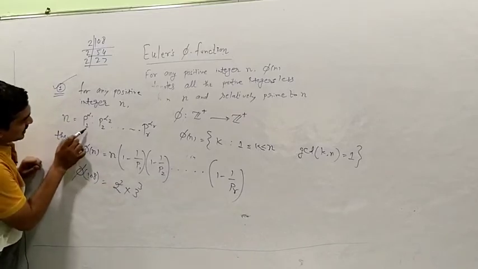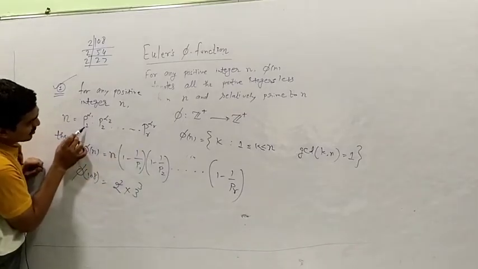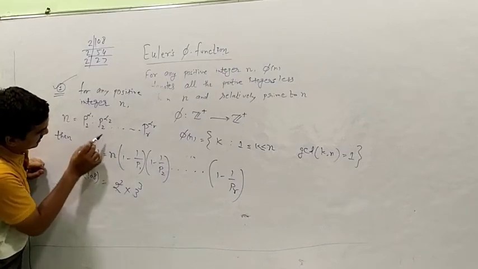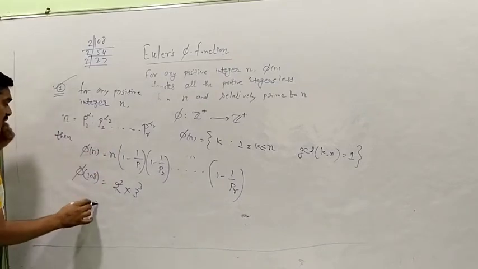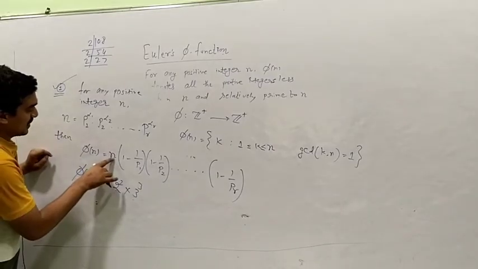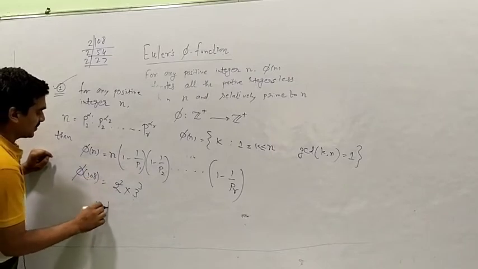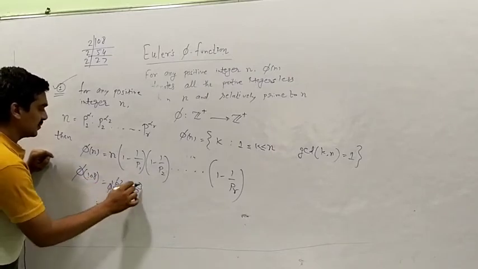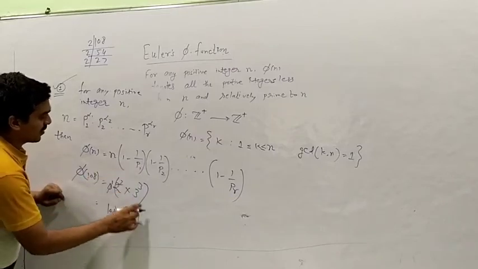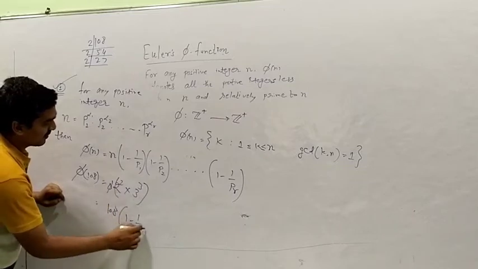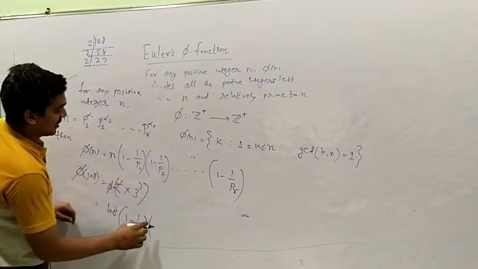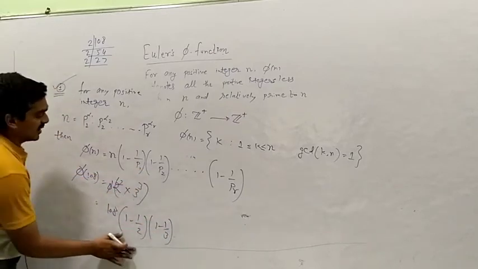So here we see, comparing with this pattern, in place of P1 we see 2, and in place of P2 we see 3. Then what about phi 108 using this formula? In place of n we write 108. 108 times 1 minus 1 upon P1, in place of P1 we see 2, and in place of P2 we see 1 minus 1 by 3, and calculate this, we get the answer.